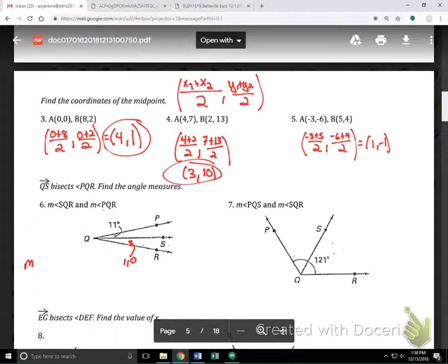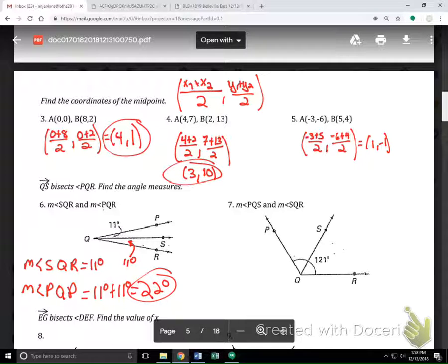So we know the measure of SQR equals 11 degrees. What's the measure of angle PQR? Well, angle PQR is the big angle, right? So the measure of angle PQR is just going to be 11 degrees plus 11 degrees, which is 22 degrees. That's right. Okay.